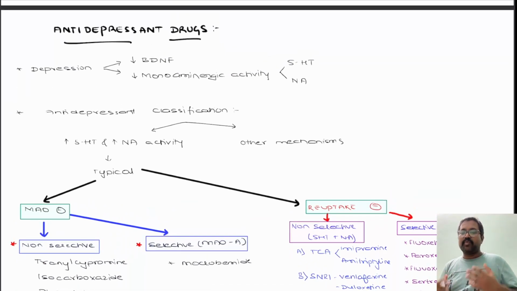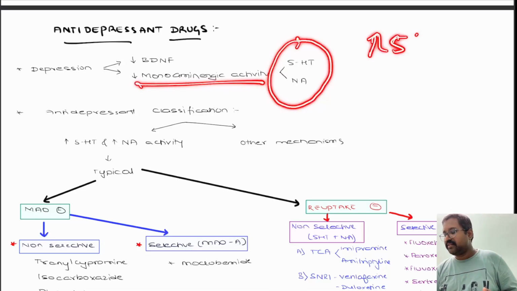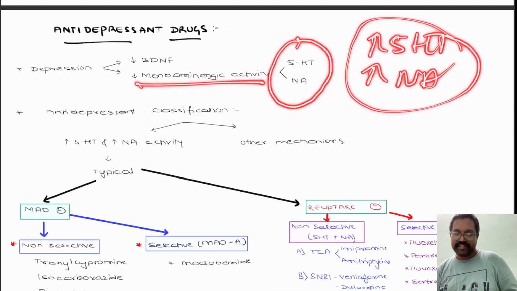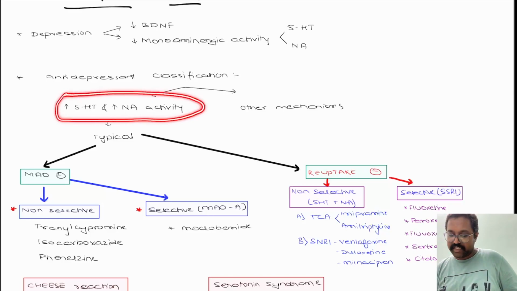Antidepressant drugs. What happens in depression is there is a decrease in brain derived neurotrophic factor, and there is a decrease in monoaminergic activity. So there is a decrease in serotonin as well as noradrenaline activity, which leads to depression. So what you need to do is increase 5-HT and noradrenaline concentration at the synaptic junction. There is a group of drugs which can increase serotonin and noradrenergic activity. They are called typical antidepressants.